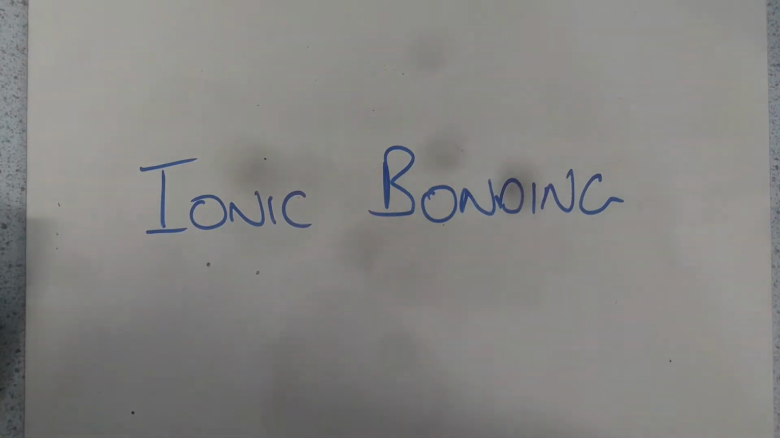Hello, today's video is going to look at ionic bonding. So there are three types of bonding that we're going to look at in this particular section of the course: ionic, covalent and metallic. And ionic's the first of these.